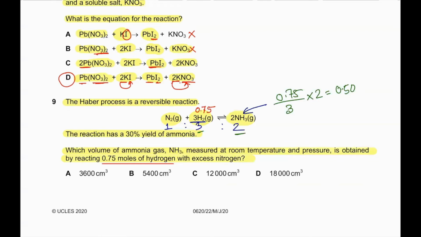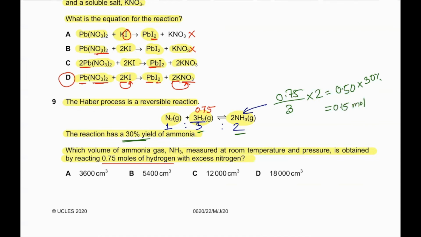However, the reaction has only a 30% yield, so multiplied by 30%. When 0.5 is multiplied by 30%, 0.5 into 30%, the answer comes 0.15. Now 0.15 moles.